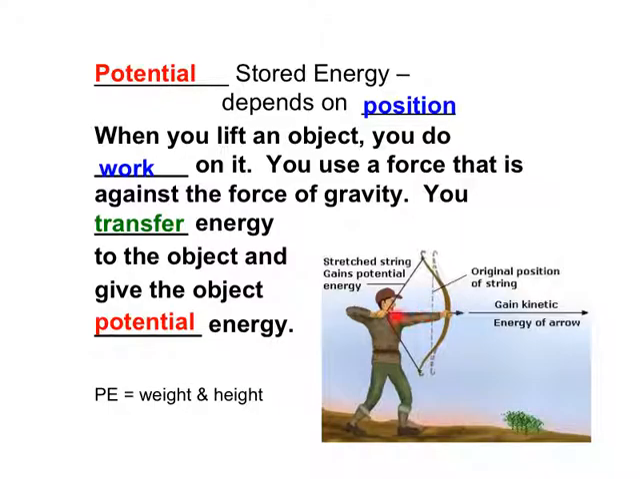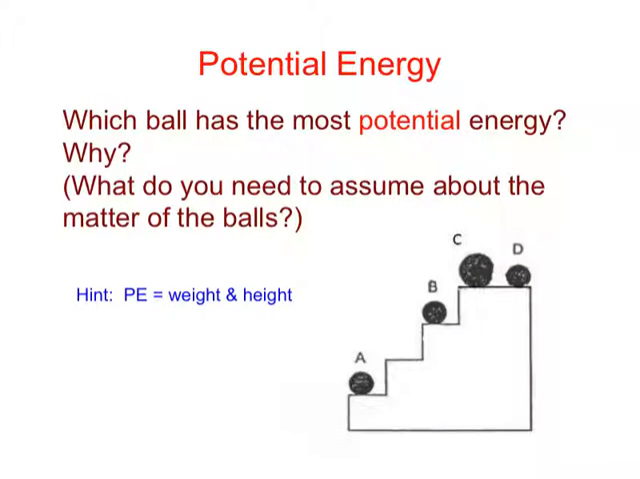As he stretches that bow out, the string out, he gains potential energy. Because here's where the string started, and then he pulled it back. Now he's got potential energy. When he lets it go, now the arrow is moving, and he gains kinetic energy.